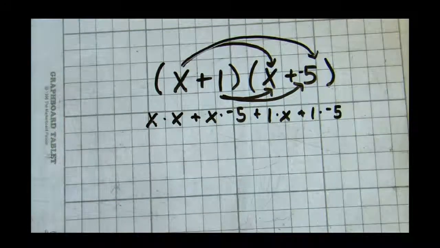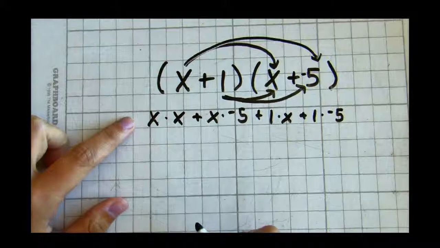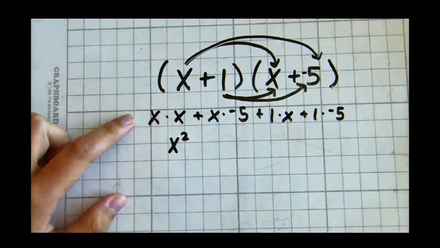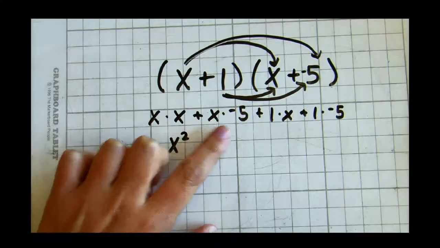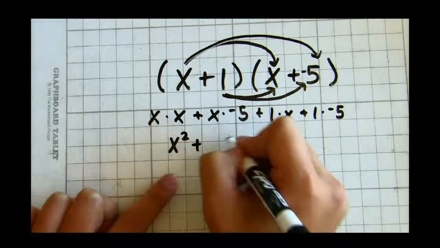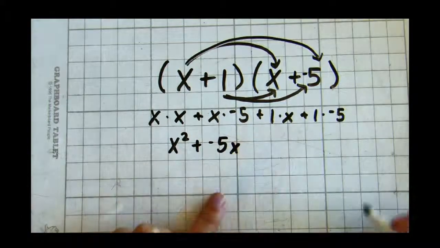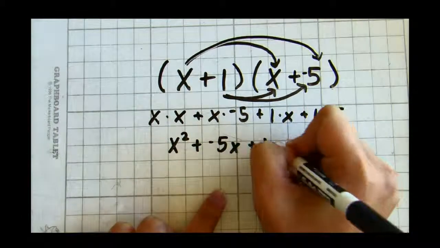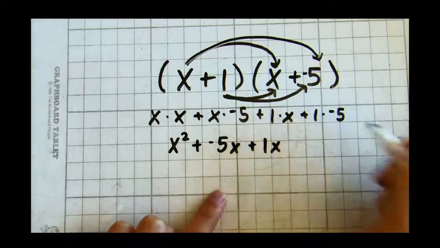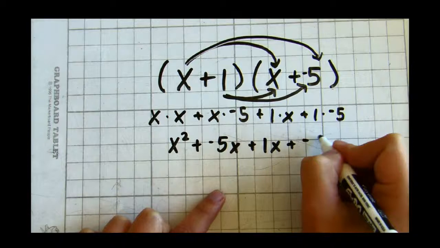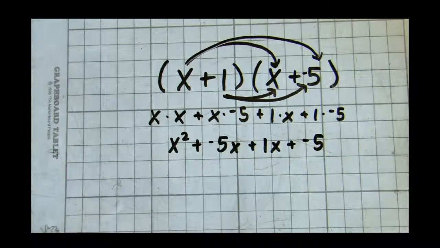Now I'm going to multiply through. X times x gives me what? X squared. X times negative 5 plus a negative 5x. 1 times x plus 1x. 1 times negative 5 plus a negative 5.